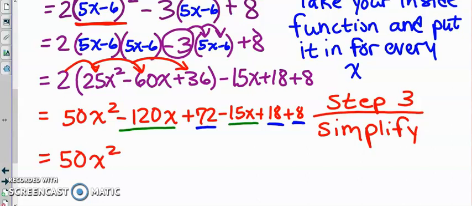All right, so we have negative 120x and a negative 15x. So if you owe somebody $120 and then you owe them another $15, that means you're still in the hole $135. Just keep your x. All right, so then we have 72 plus 18 plus 8, our blue part. And let me see if I can write this in green. So this is our green part. All right, then our blue part, again, 72, 18, and 8. When we add those together, we get 98.